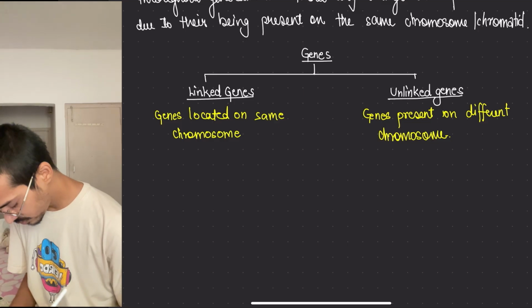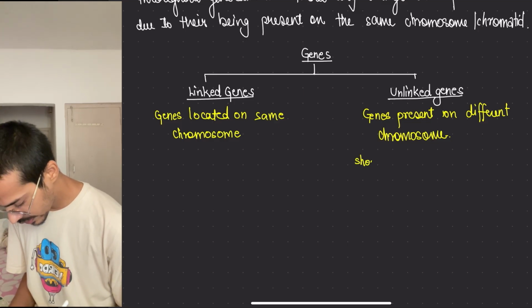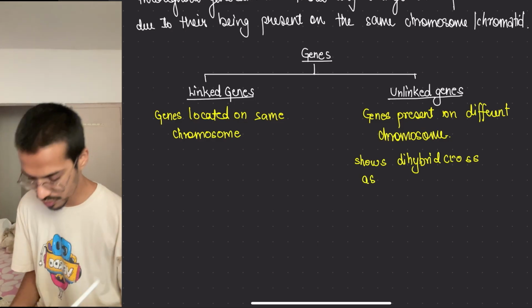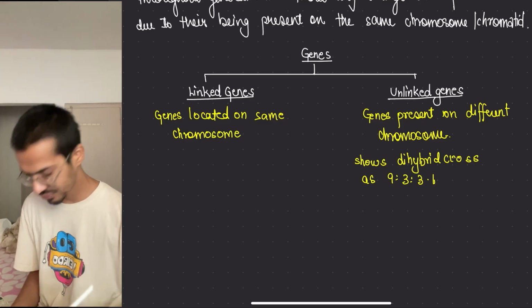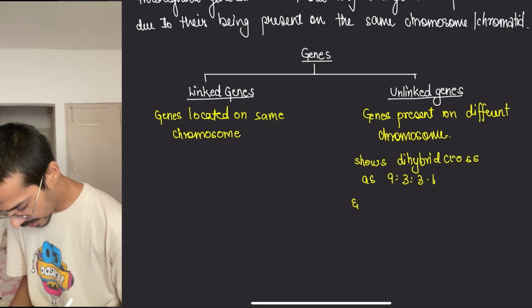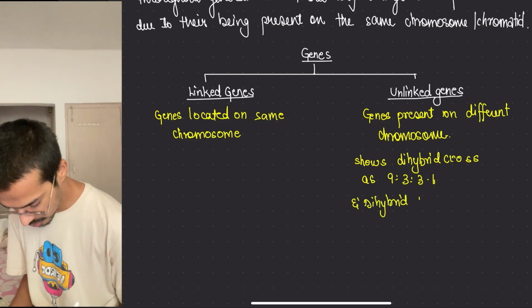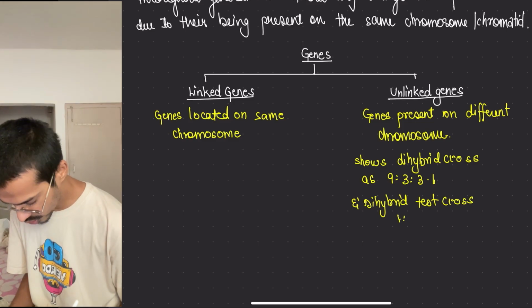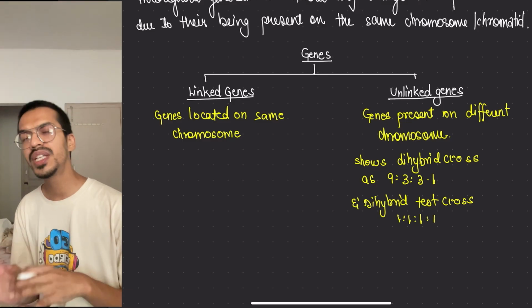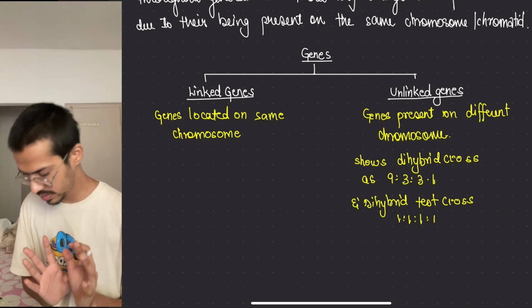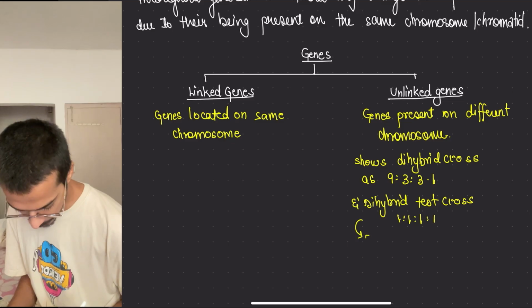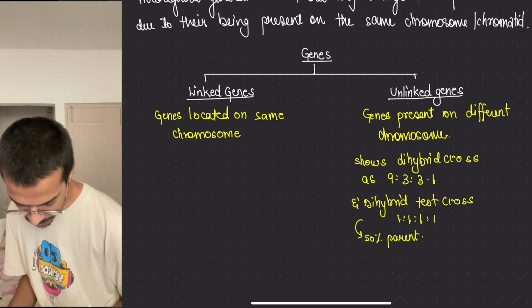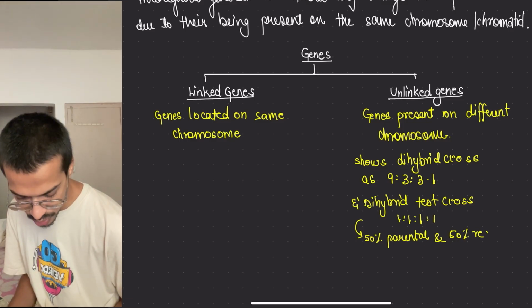So what will happen? It shows, when a dihybrid cross is done, 9:3:3:1, and if we do the test cross, dihybrid test cross, it comes as 1:1:1:1. In this case, 50% would be parental and 50% would be non-parental, the recombinants. So 50% parental and 50% recombinant. This is what we used to say.